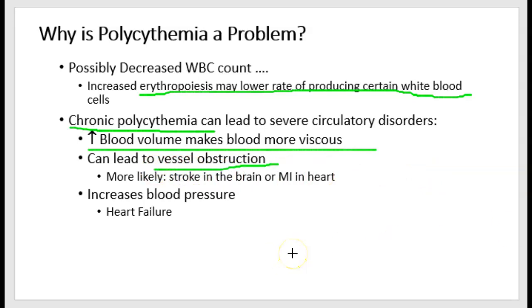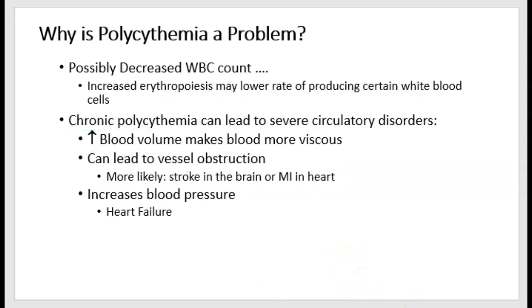If you have an obstruction in a vessel leading to the brain, you could end up with a stroke. That's what a stroke is. Or if you have an obstruction in a vessel that's in the coronary circulation, then you might get a myocardial infarction in the heart, which we'll talk about later. In addition, you could have increased blood pressure, which could eventually lead to problems with the heart.